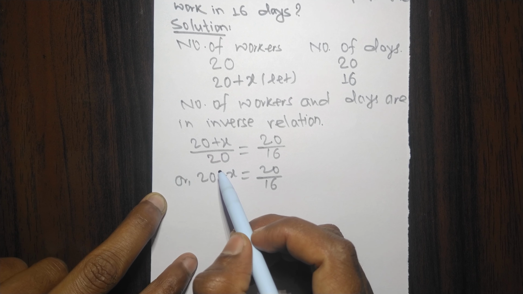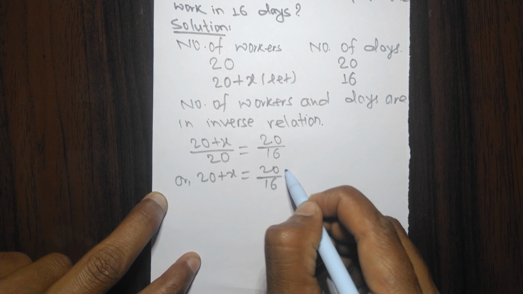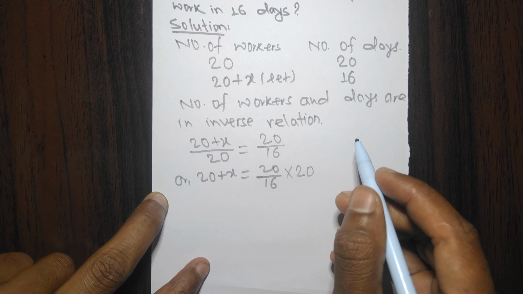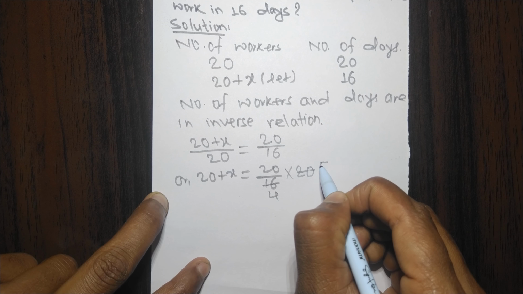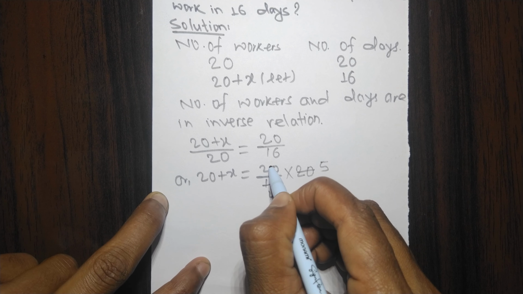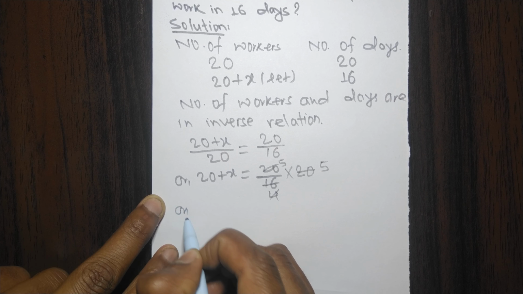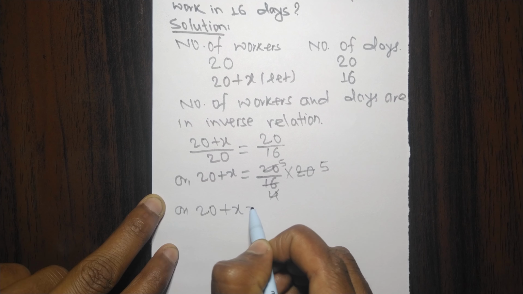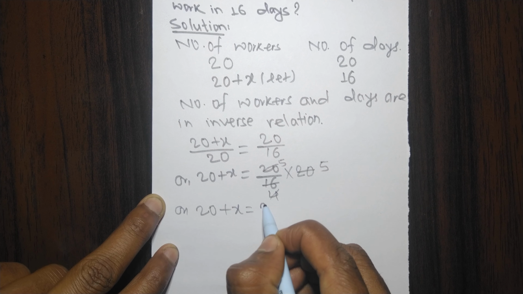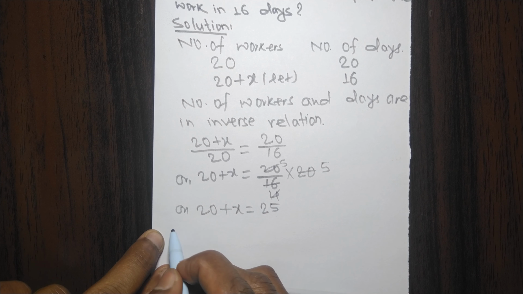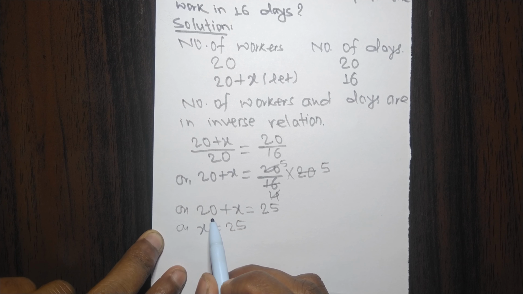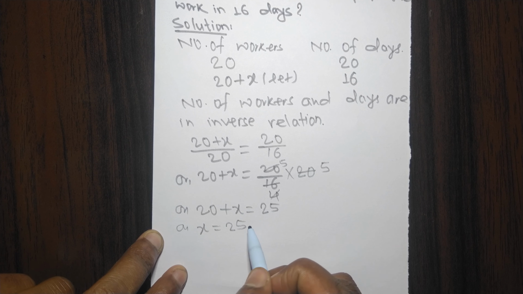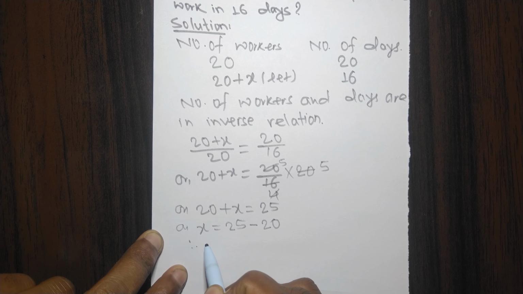Now 20 here in divide, move to the opposite side, it becomes multiply. So 4 times 4 is 16, 4 times 5 is 20, and 4 times 5 is 20. So 20 + x = 5 times 5, which is 25. So x = 25. This plus 20 moves to the opposite side and becomes minus. So x is equal to 5.